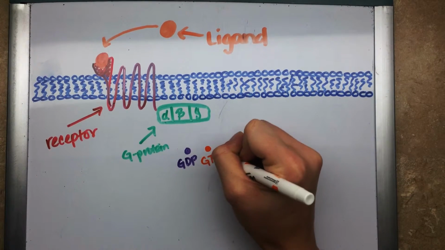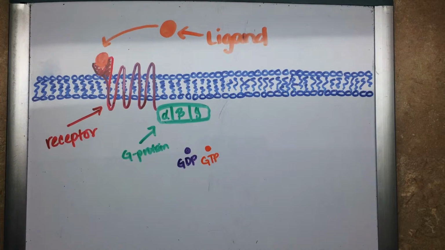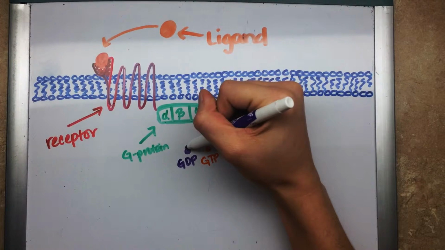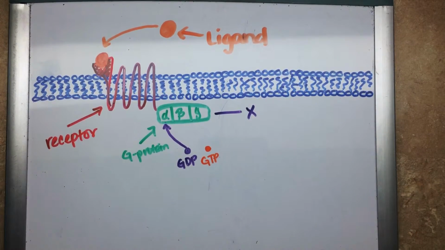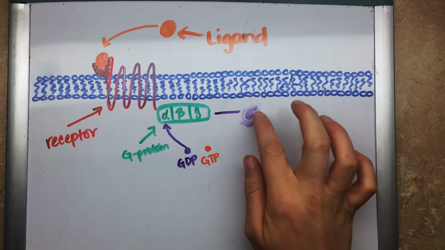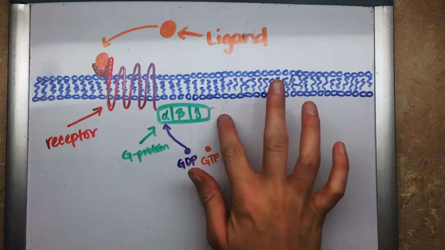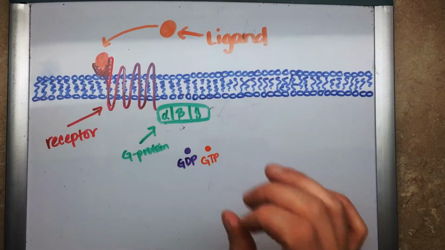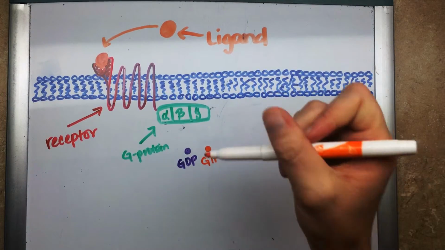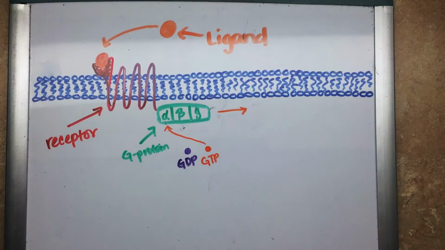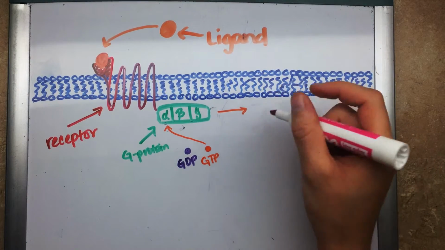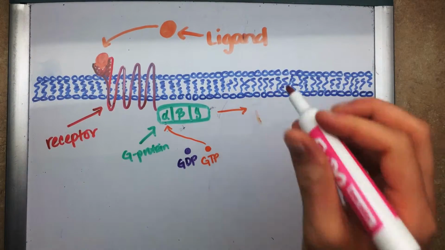So we have these two things. There's GDP and GTP. These two are very important because they essentially say what the alpha subunit is going to do. Now, if we have GDP attached to our alpha subunit, essentially it's going to be inactive and nothing's really going to happen. So signal transduction does not continue. Instead, if we have GTP connected to the alpha subunit, then we're going to continue in the process.